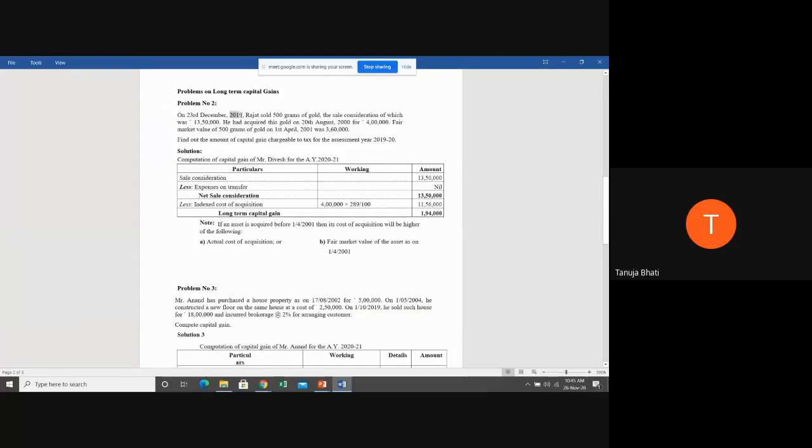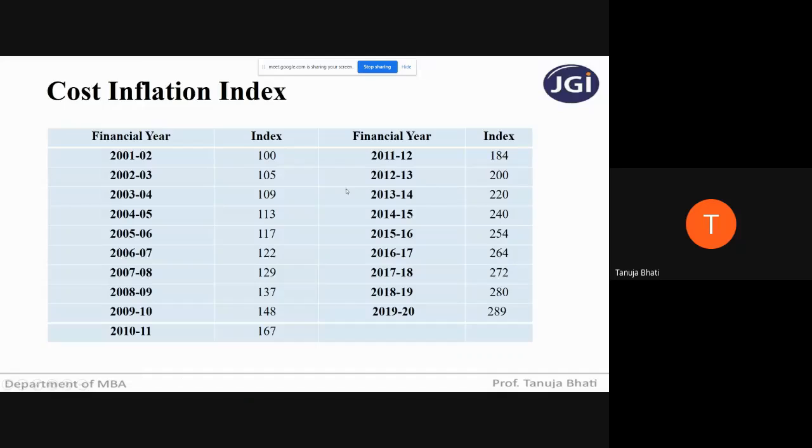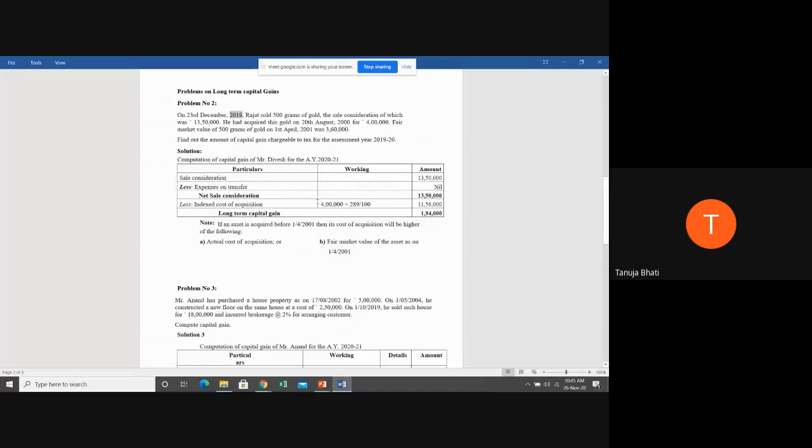Asset is sold in 2019. So it becomes which financial year? 2019-20. So what is the index of the financial year 2019-20? It is 289. So what we have to do? 4 lakh divided by 100 into 289. So you get 11 lakh 56,000. So this 4 lakh, you have indexed it and brought it to the value of today. So once you minus these both, you get a long-term capital gain of 1 lakh 94,000.